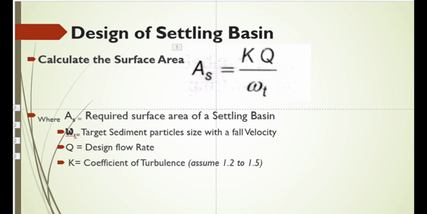First, calculate the surface area A using the formula given. A is the required surface area of a settling basin. W is the target sediment particle size with a fall velocity. Q equals design flow rate. K equals coefficient of turbulence.